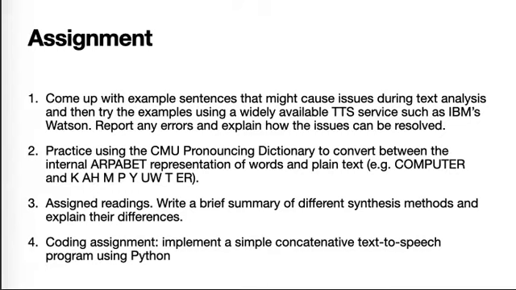Second one is to practice using the CMU pronouncing dictionary to convert between the internal alphabet representation of words and plain text. So this is just an exercise in converting the 2 different representations. Third one is assigned readings. So students will be asked to write a brief summary of different synthesis methods and explain their differences. The final question is a coding assignment. So implement a simple concatenative text-to-speech program using Python. They will use the CMU dict package mentioned earlier and also a G2P package as well. And that is it.